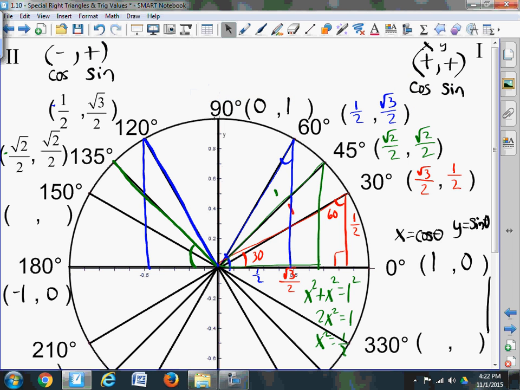All right, and then for 150 degrees, again, the angle that it makes with the x-axis is 30 degrees. That's why its reference angle is 30 degrees. Except now the signs are different, not the angles. So this would be negative root 3 over 2 and positive 1/2.